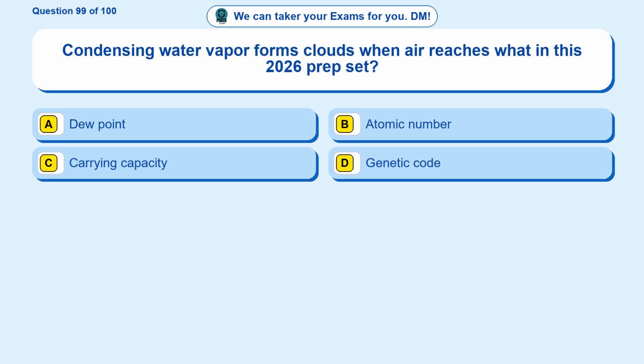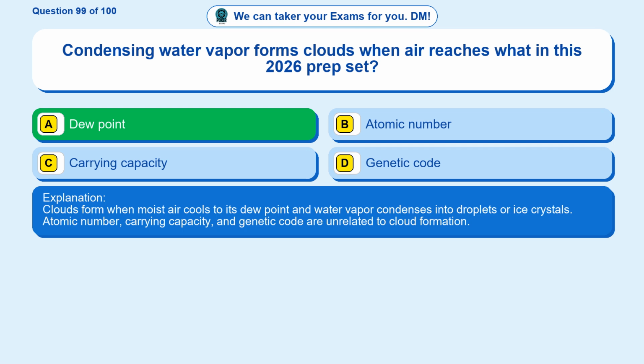Question 99. Condensing water vapor forms clouds when air reaches what in this 2026 prep set? Option A, dew point. Option B, atomic number. Option C, carrying capacity. Option D, genetic code. The correct answer is option A, dew point. Clouds form when moist air cools to its dew point and water vapor condenses into droplets or ice crystals. Atomic number, carrying capacity, and genetic code are unrelated to cloud formation.